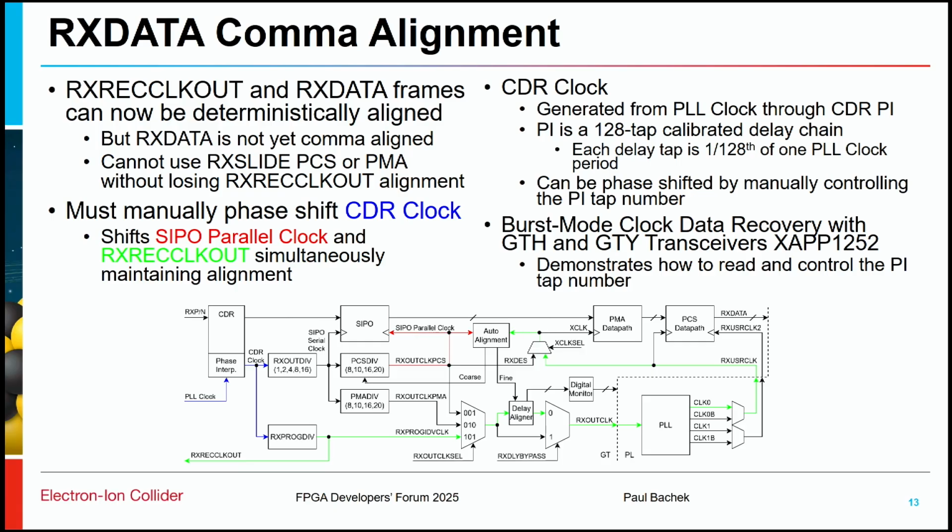They read and control the phase interpolator in the CDR. So what we want to do here is control the taps in the phase interpolator in such a way that we can effectively skip 1 bit in the received data. This way, we can shift the CDR clock an arbitrary number of bits in order to align to a comma boundary, and also shift the recovered clock and the deserializer clock exactly the same number, by the same phase, because they're generated from the CDR clock.